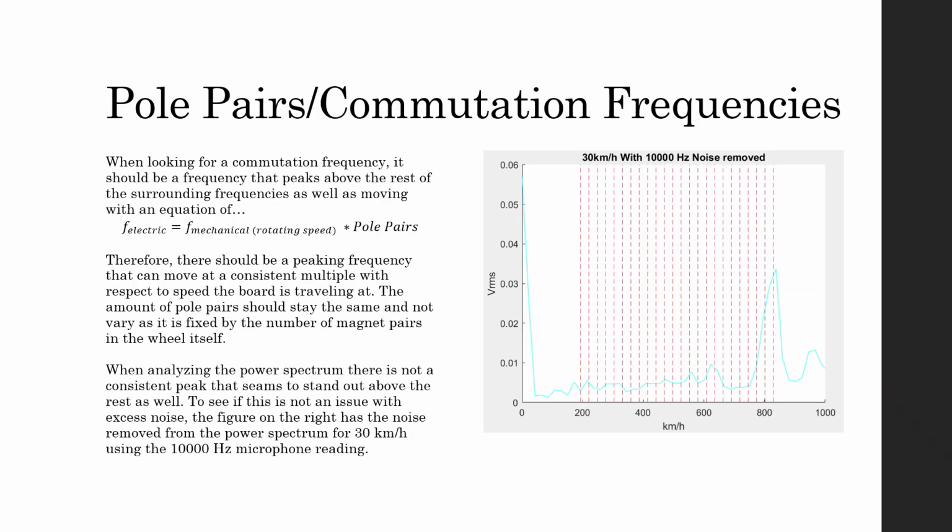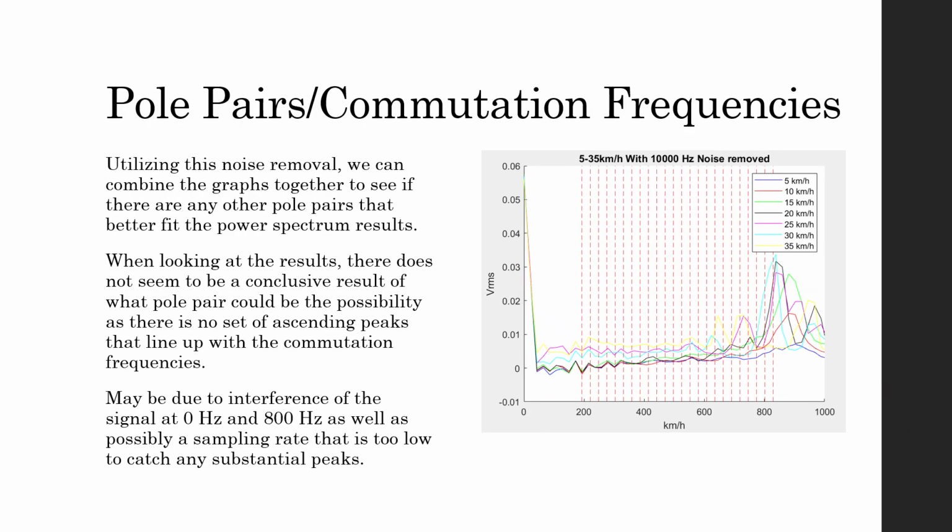However, when it came to pole pairs and commutation frequencies, it was not as lucky. There was not able to be seen a true commutation frequency, as there is a large noise grouping at 800 hertz and also a large noise grouping at 0 hertz that seemed to drown out any peak frequencies in between, as well as the fact that due to the sampling rate, there might not have been an ability to have any substantial peaks as well.